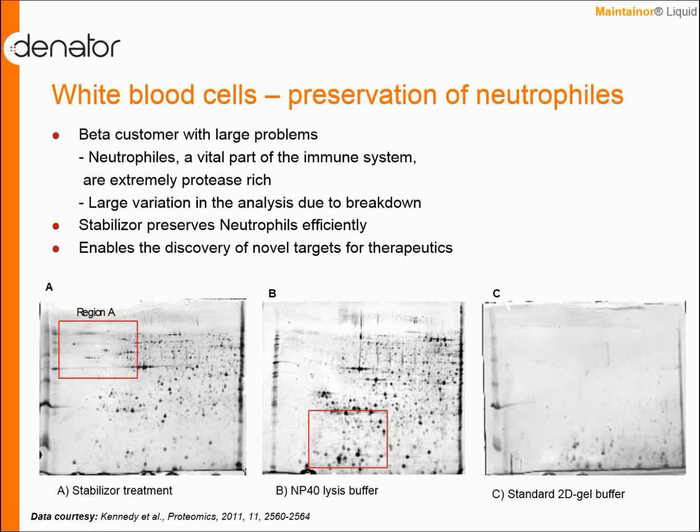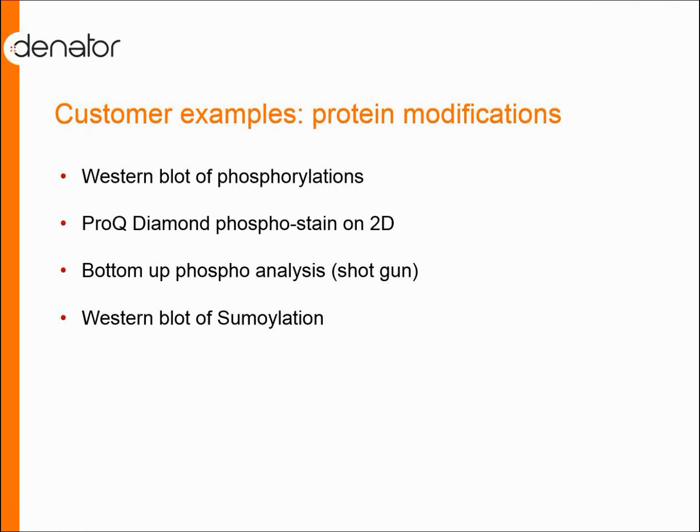That was the examples on whole proteins. Now I move on to protein modification. First and primarily we're looking at phosphorylations here. The first example will be Western blot. And then there's a 2D gel using Pro-Q Diamond, that's a phospho-specific stain. And then there's an MS approach, bottom-up phosphoanalysis where you trypsinate and then use mass spectrometry in a shotgun fashion to identify your phosphorylated peptides. And I'm going to end up with a little Western blot looking at a simulation as well.